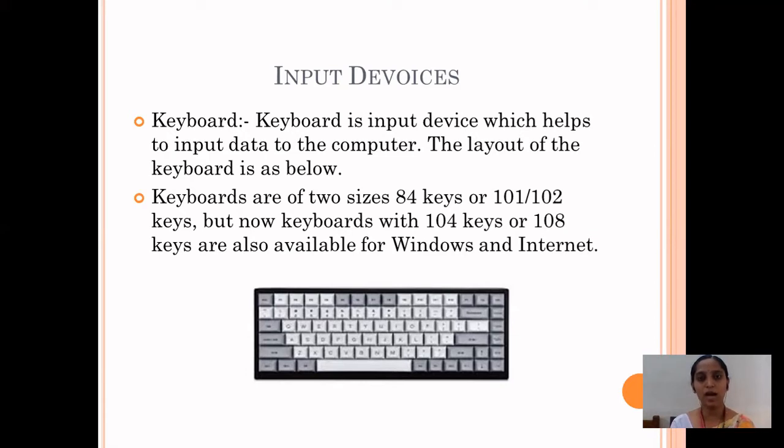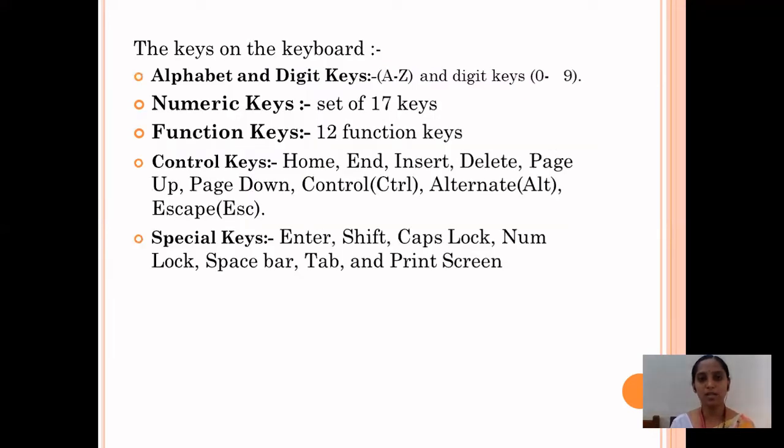Some keys are classified into different classes. There are 102, 104 and 108 keys available on a keyboard. Keyboards come in two sizes, 84 keys and 101, 102 keys, but now keyboards with 104 and 108 keys are also available for Windows and internet. Among these keys, there are some classifications. It will be shown in front of you.